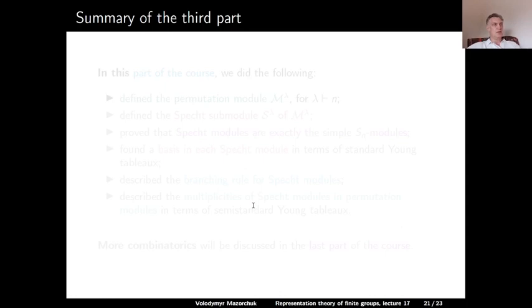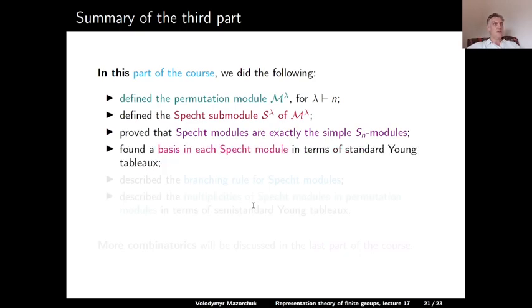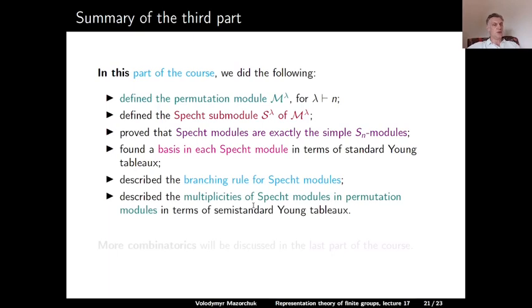So here is a brief summary of what we did in the third part of the course. We defined permutation modules for each partition of n, and we defined the corresponding Specht submodule of the permutation module. We proved that these Specht modules are exactly the simple S_n modules. We computed an explicit basis in each Specht module in terms of standard Young tableaux. We described the branching rules for Specht modules, and we described the multiplicities of Specht modules in permutation modules using semi-standard Young tableaux. More combinatorics of the symmetric group in connection to its representation theory will be addressed in the last part of the course.